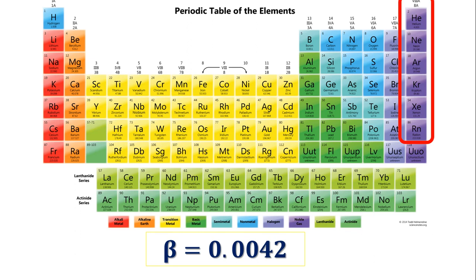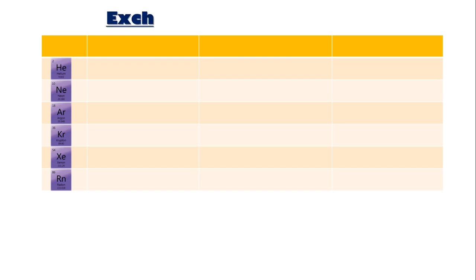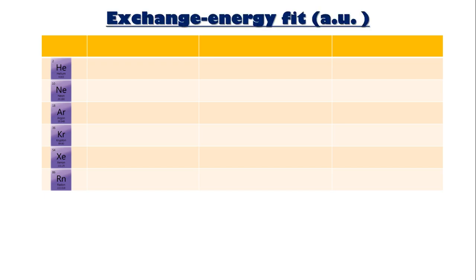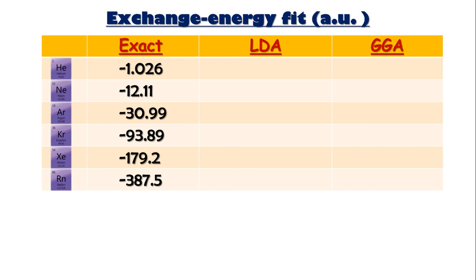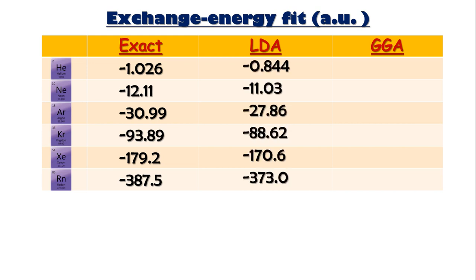To give you a glimpse of how much improvement GGA gives over LDA, I want to show you the results of Becke. Here are the noble gases and this is the data sheet of exchange energy in atomic units. At first, we will see the exact exchange energy and then according to LDA, and finally the exchange energy according to GGA. So these are your exact exchange energies in atomic units. By exact we mean the experimental value. Well, here you have the list of the exchange energy calculated by LDA. And finally, you have the exchange energy according to GGA.